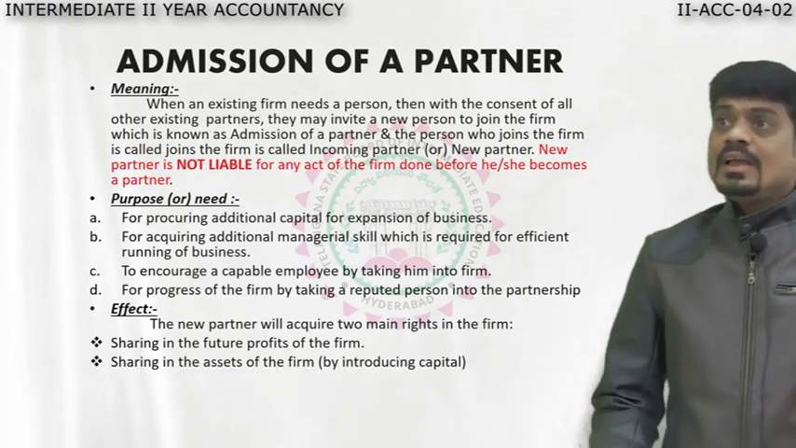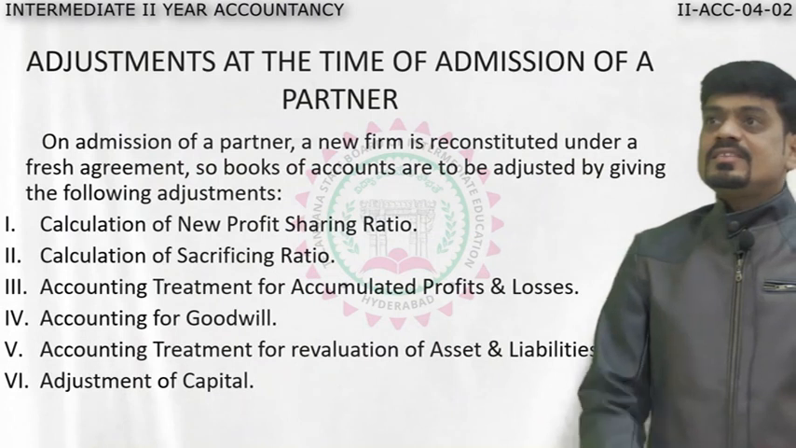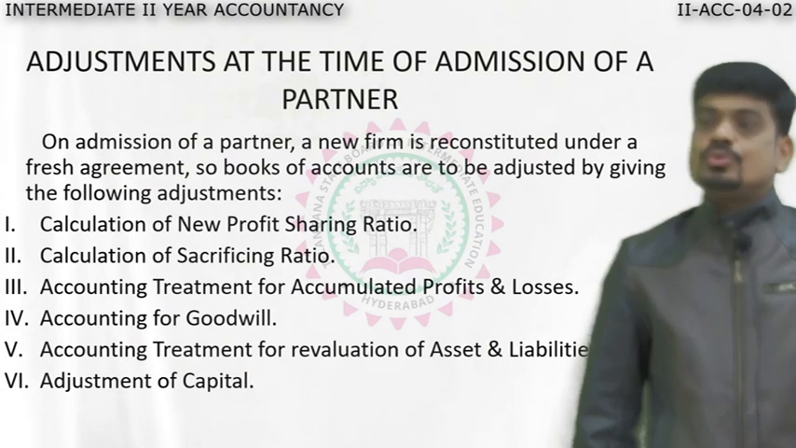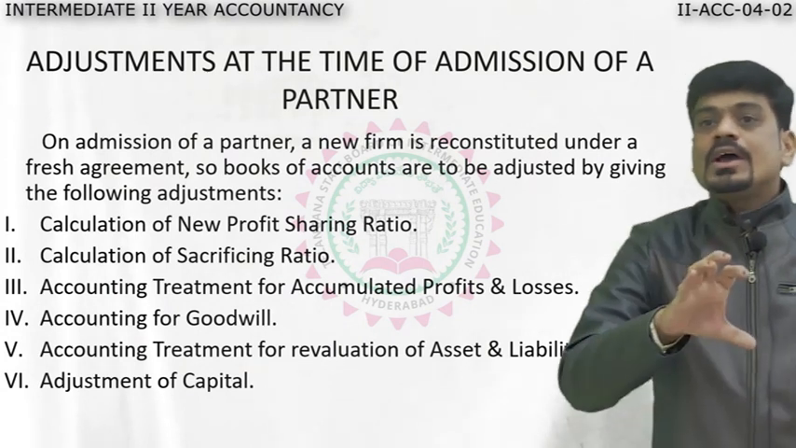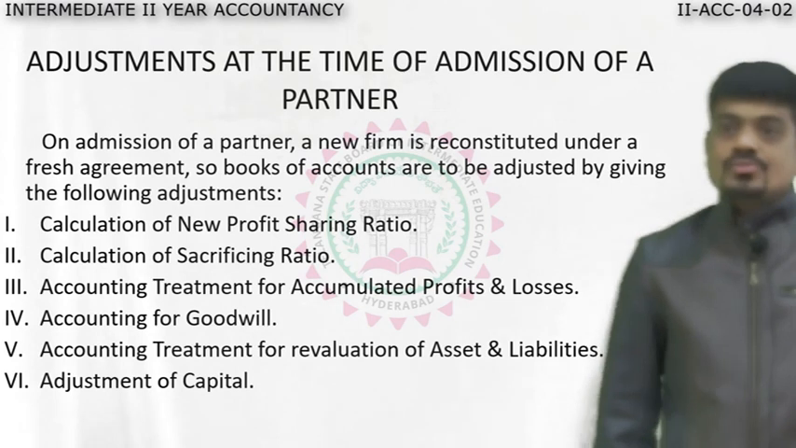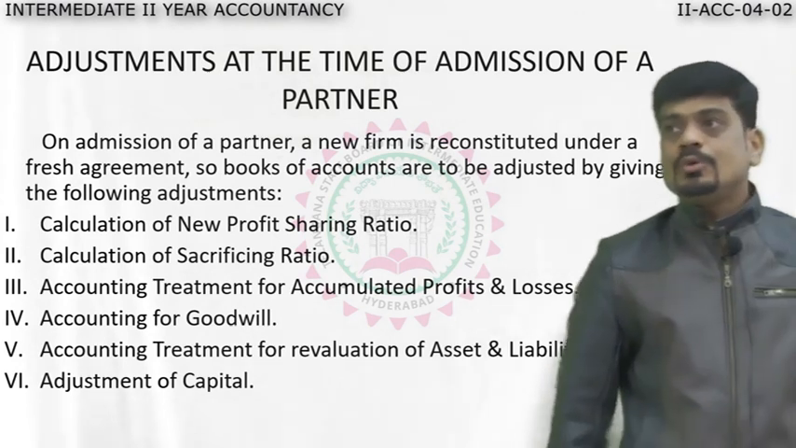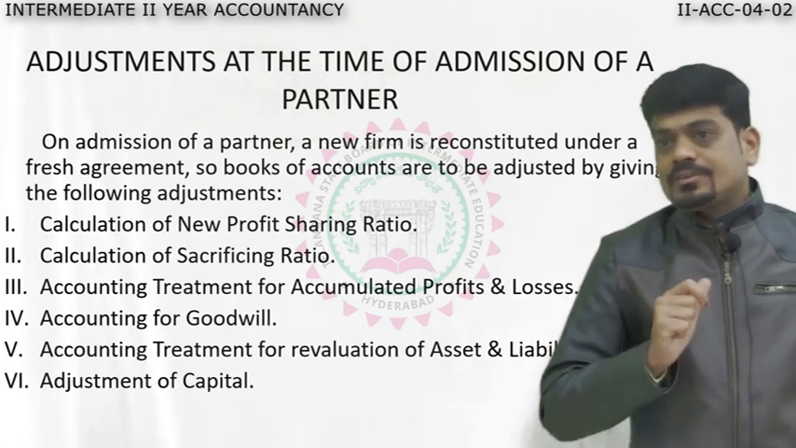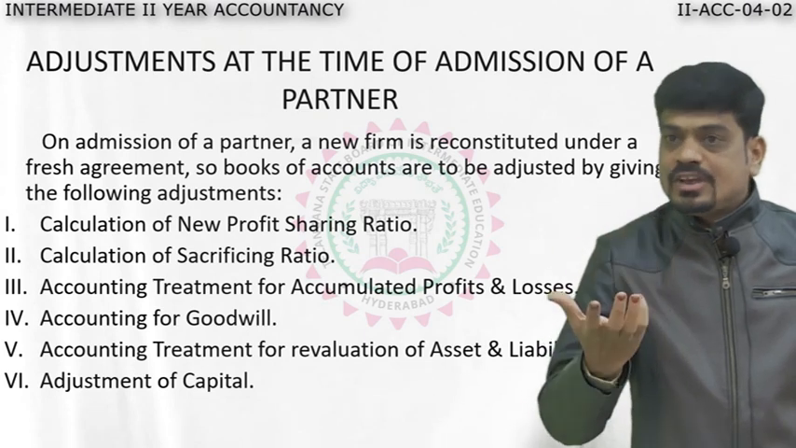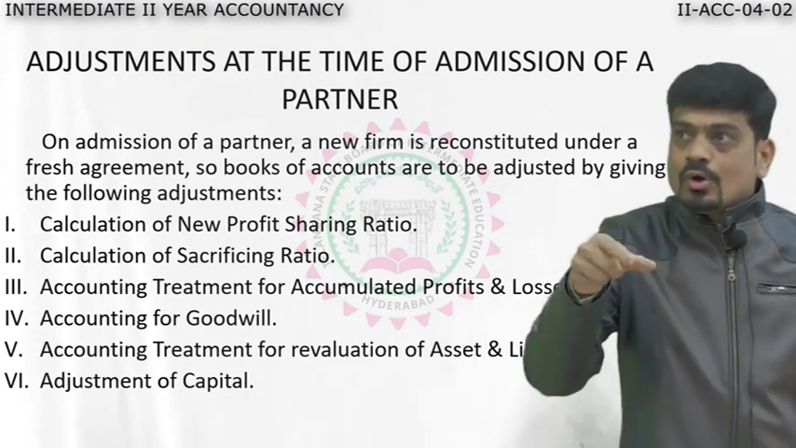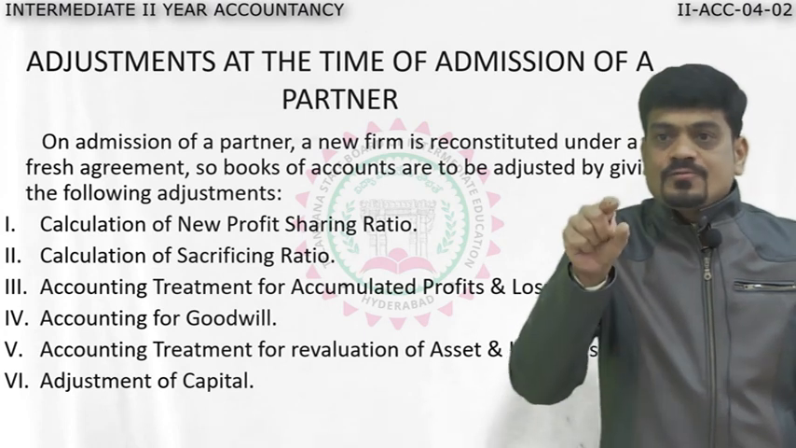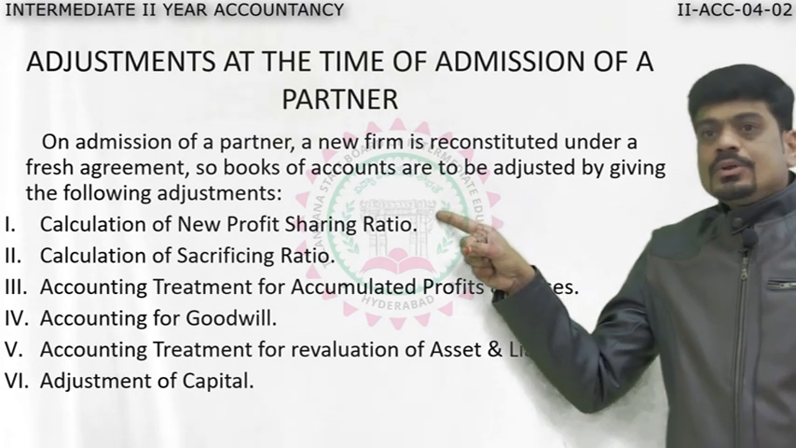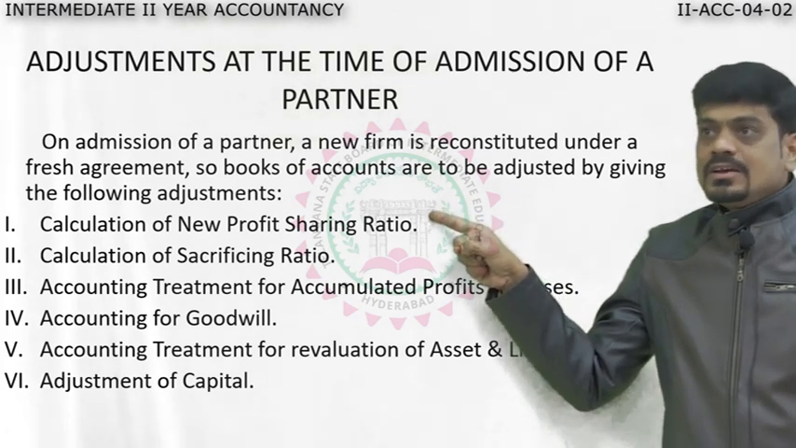And since there is reconstitution here, when there is reconstitution, what are we going to do? We are going to adjust the books of accounts. Why? Because the old agreement will come to an end, and in its place a new agreement will start. Number of partners will change. Their profit sharing ratio will change. So all these we have to consider, and for that, what are the adjustments? So the first one is, we are going to calculate the new profit sharing ratio.